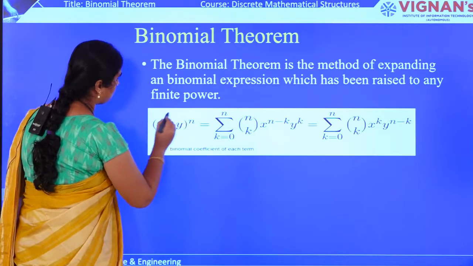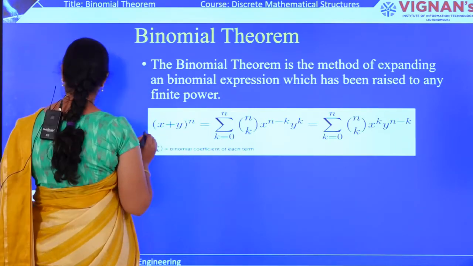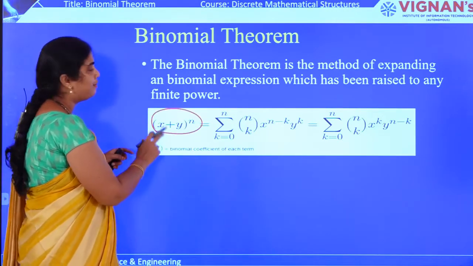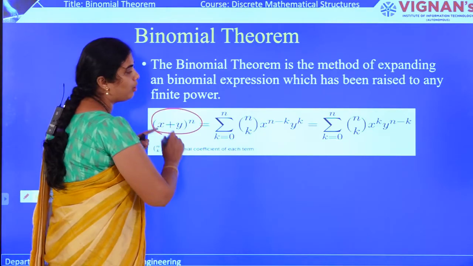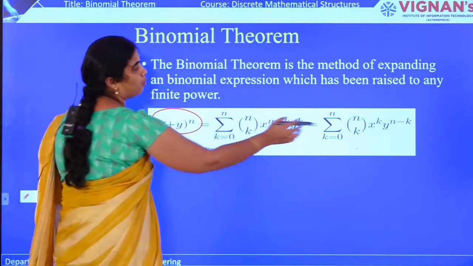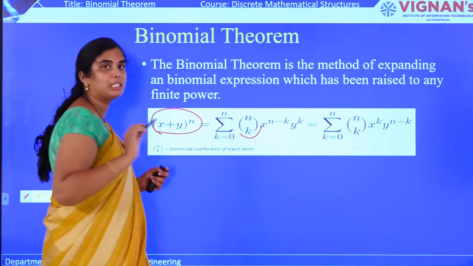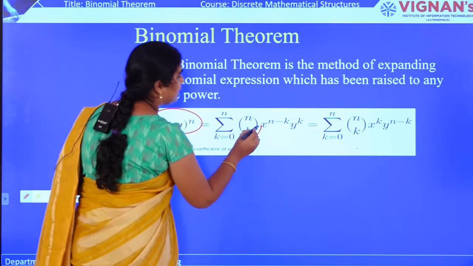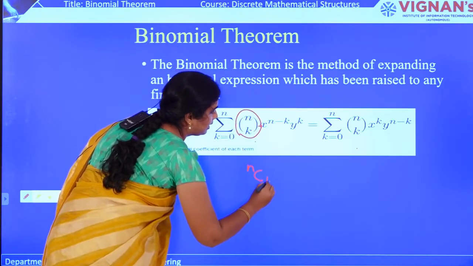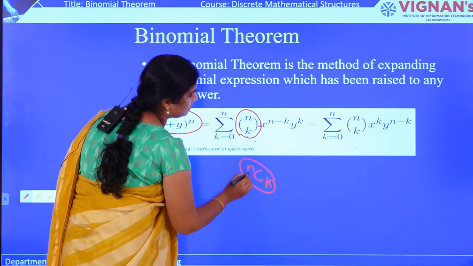Suppose this is x plus y. This is the expansion, x plus y whole to the power of n. This is the binomial expression which is given to us. So, in order to expand this term, we will be having these two formulas, both mean the same. Let me explain one by one each term of this. Here, this nk means nCk. Just remember this representation means nCk.